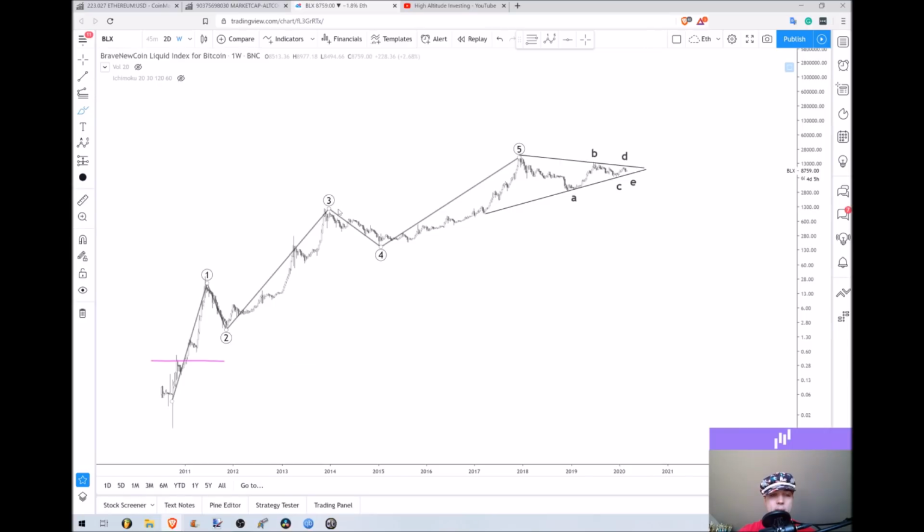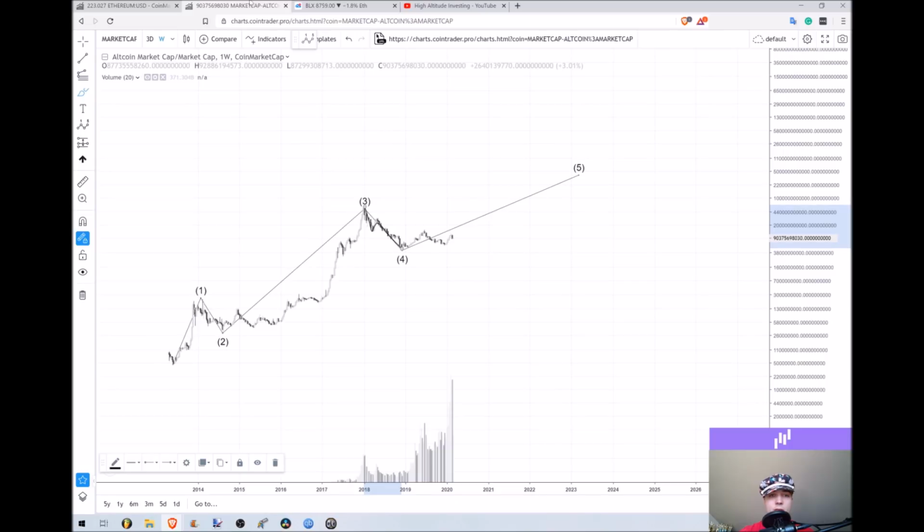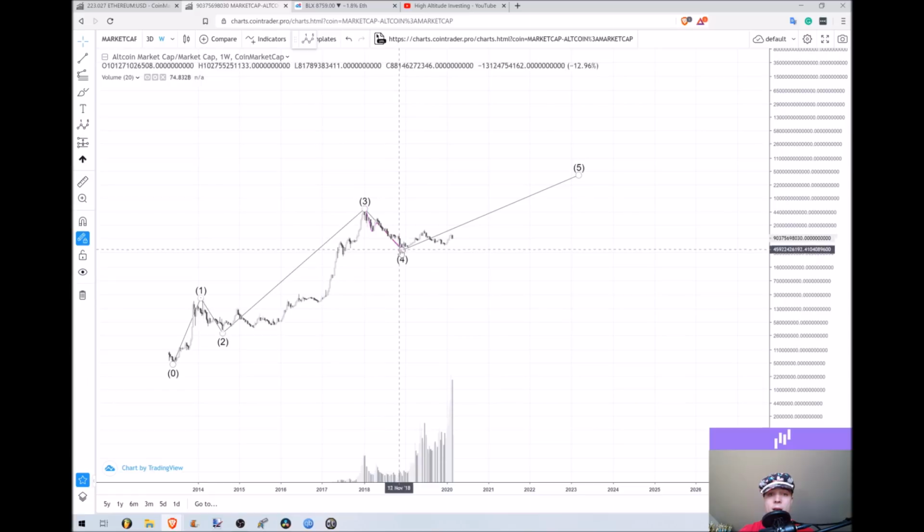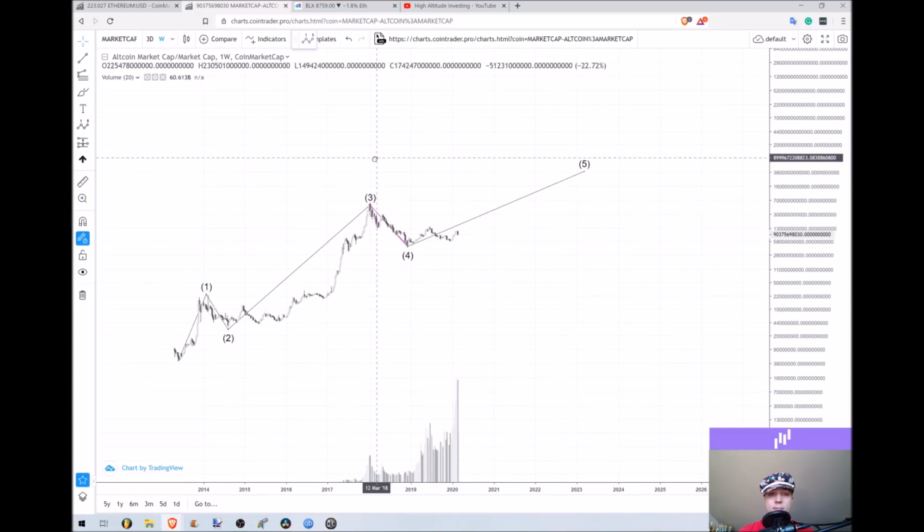Let's look from Bitcoin on the BLX. Look, A, B, C down from the 3 to the 4. Same exact market structure, no difference at all. Extremely profitable. The only difference is the altcoins are behind Bitcoin by an entire 5th wave.